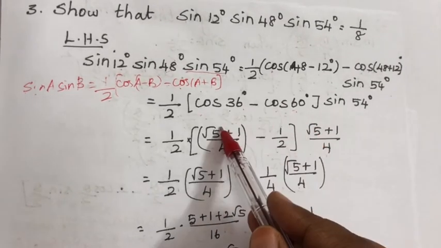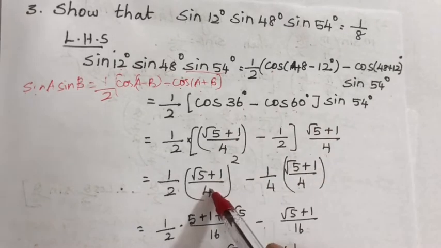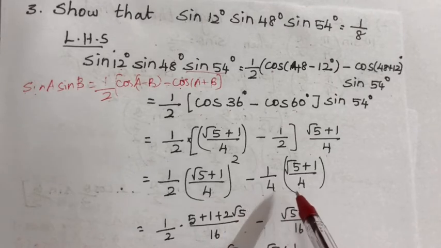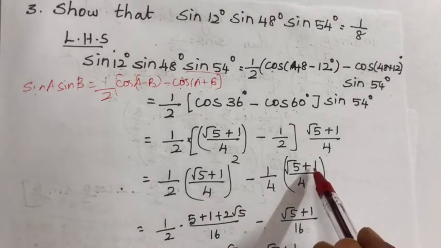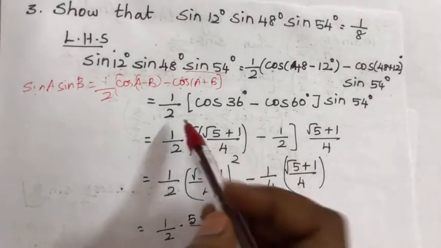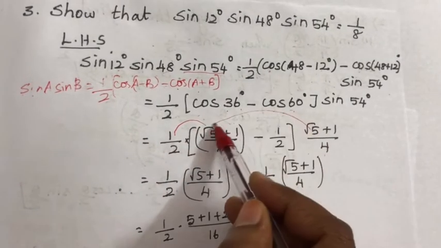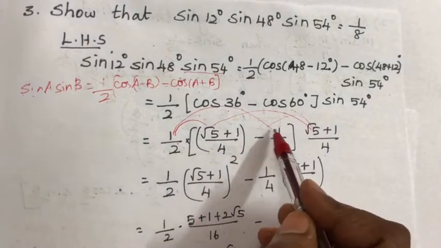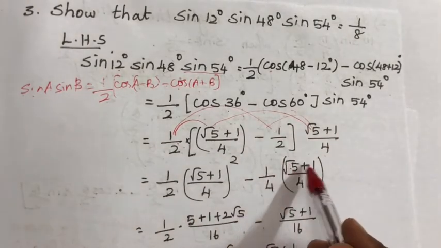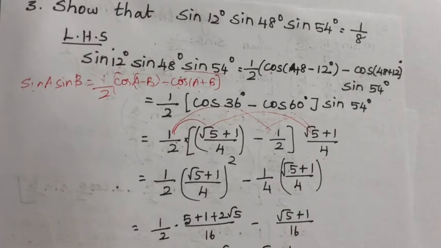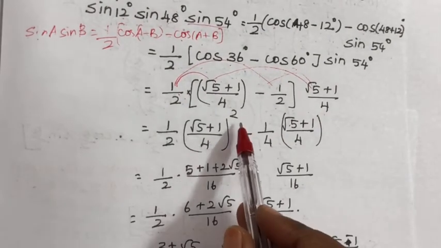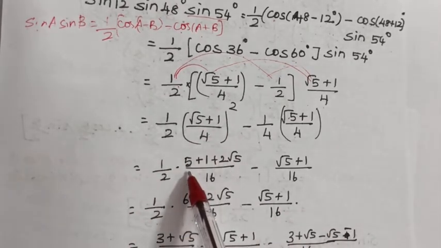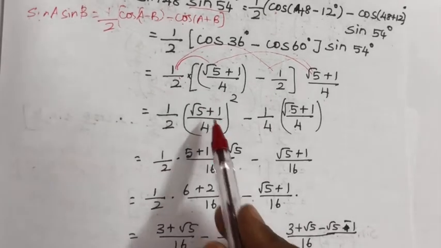So root 5 plus 1 divided by 4 into root 5 plus 1 divided by 4, that is square, minus 1 by 4 into root 5 plus 1 divided by 4. So simultaneously I multiplied this term and this term also, as well as I am multiplying this 1 by 2 and this term. So 1 by 2 into 1 by 2, it is 1 by 4 into root 5 plus 1 divided by 4. Okay. Here now we need to square it. So 1 by 2 into root 5 plus 1 the whole square, that is a plus b the whole square.